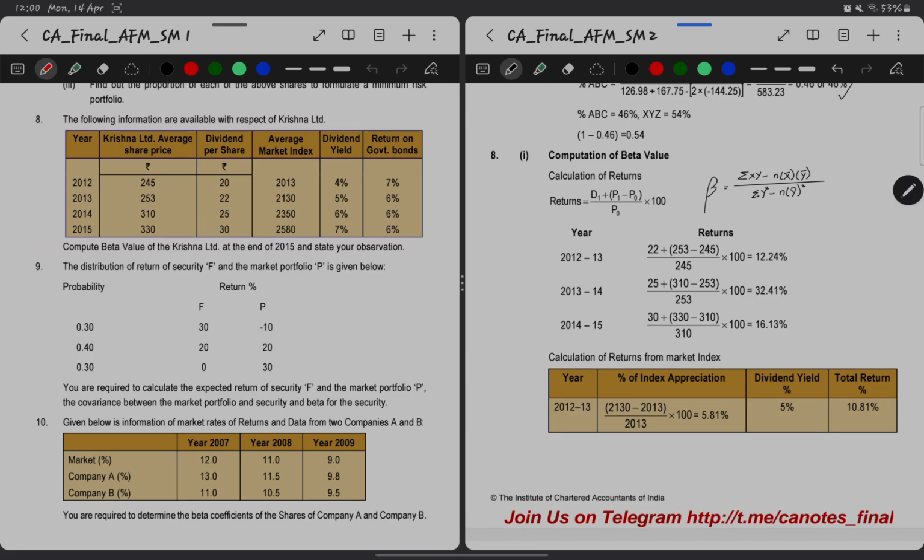The following information is available with respect to Krishna Limited. Here we have Krishna Limited's average share price, the dividend per share of Krishna Limited, then the average market index, the dividend yield of the market index, then the return on government bonds. This much information is given. They are asking us to calculate the beta value of Krishna Limited at the end of 2015 and state your observation. For calculating the beta, this will be the formula.